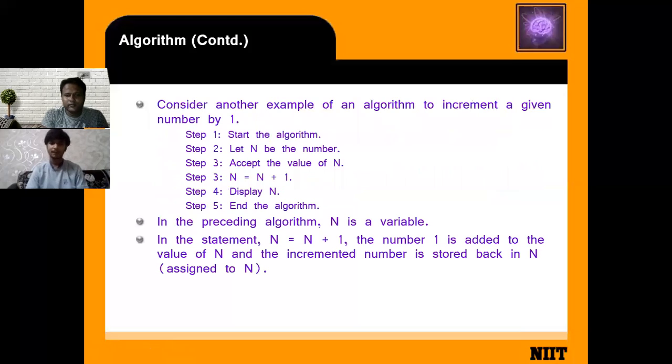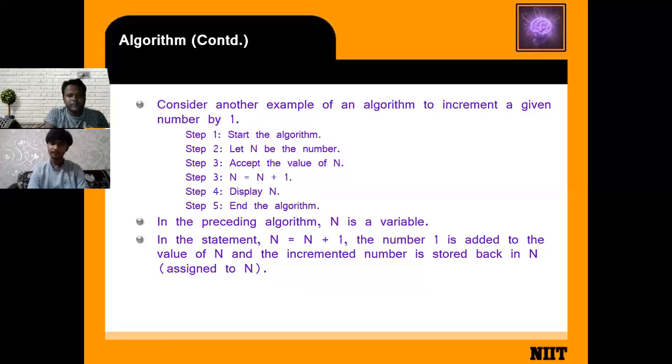Consider another example, where you have to increment a value by 1. First of all, start the algorithm. Let n be a number. Accept the value of n. Then for increment, n equals n plus 1, which increments the value by 1. Display the result. Then end of your algorithm.